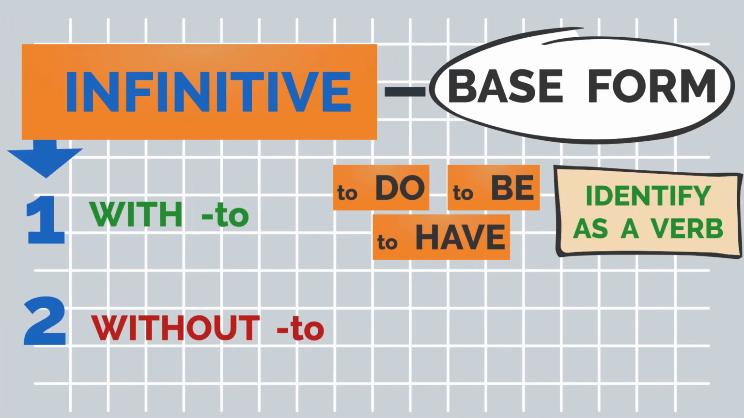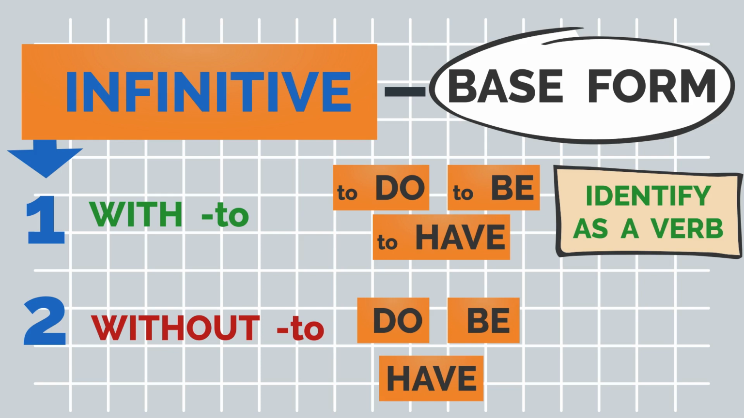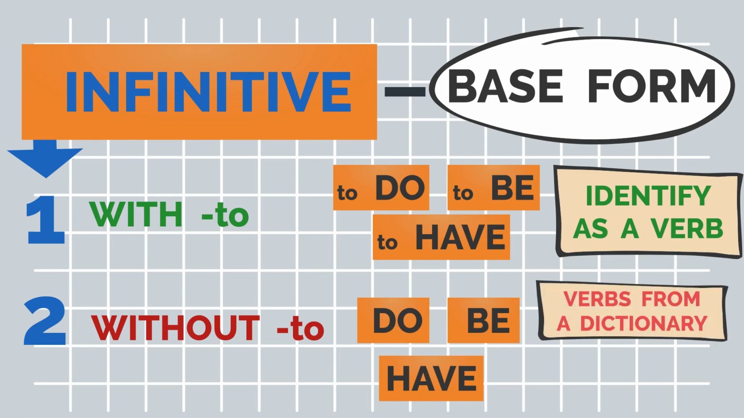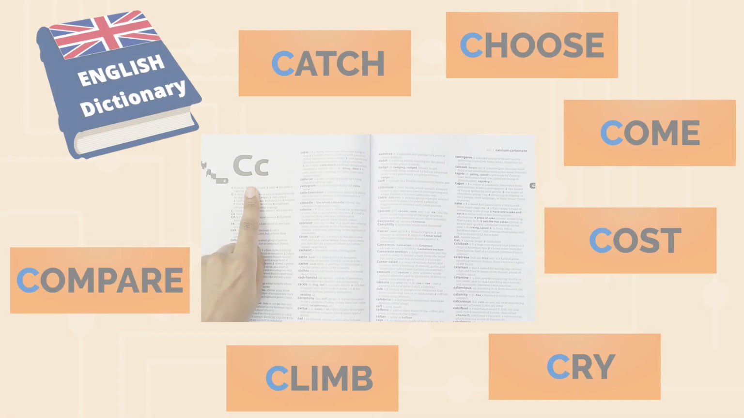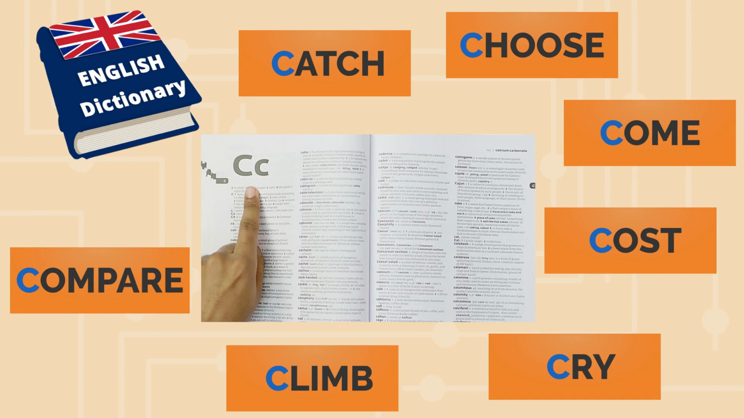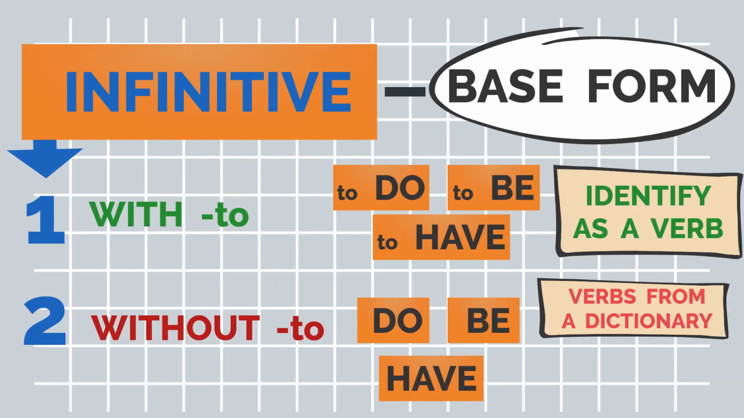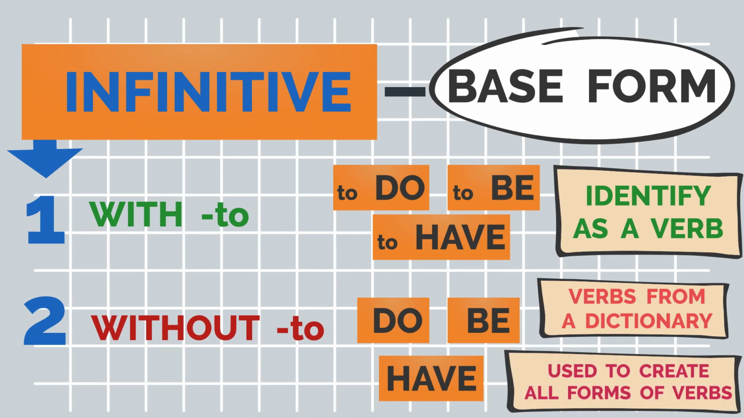Without to: do, be, have. Infinitives without to are verbs from a dictionary. Infinitives without to are used to create all forms of verbs.